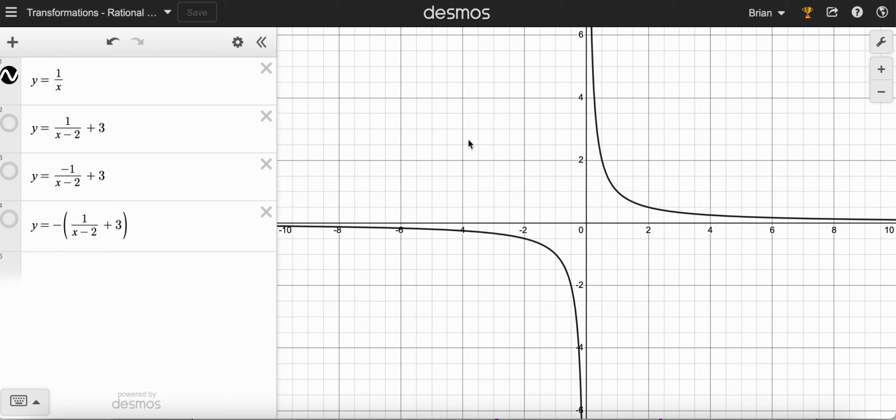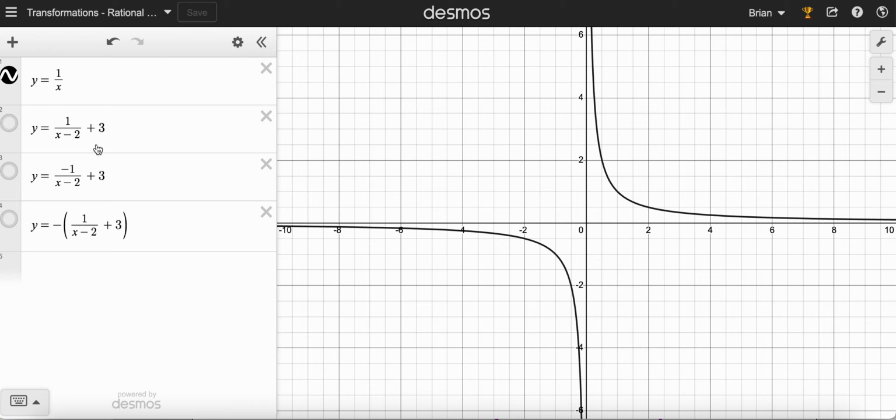So let's start out with our basic. This is y equals 1 over x. We have all of our points in the first quadrant, as positive inputs will give positive outputs, and we have all of our points in the third quadrant where all of our negative inputs would give negative outputs.